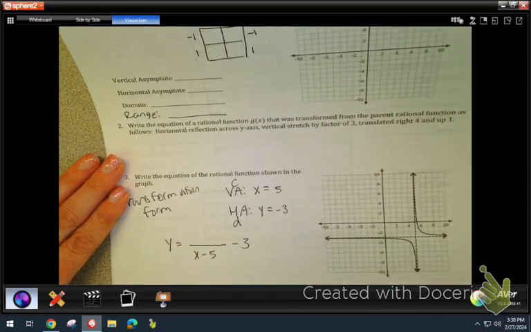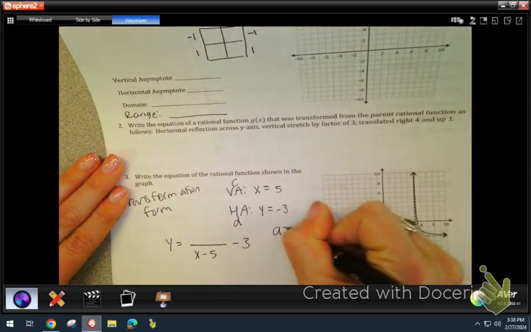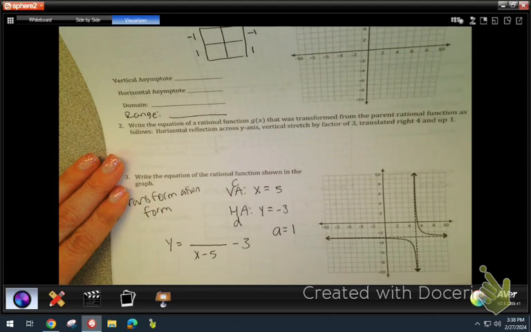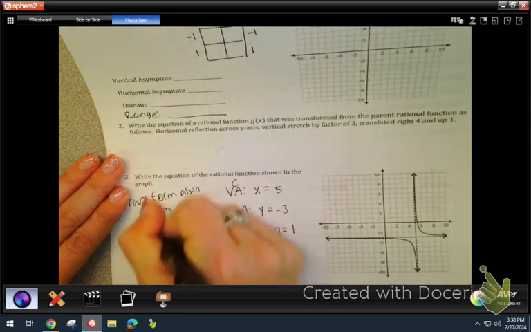Now, we need to figure out, has there been a stretch, reflection, or compression? I'm not going to spend time talking about how to do that. If you're curious, I can tell you. But here's what I will tell you. The A value here is just 1. There has not been a stretch, reflection, or compression. So what goes in that numerator? 1. And this suffices as your answer.